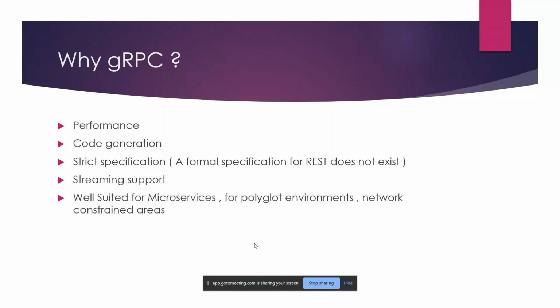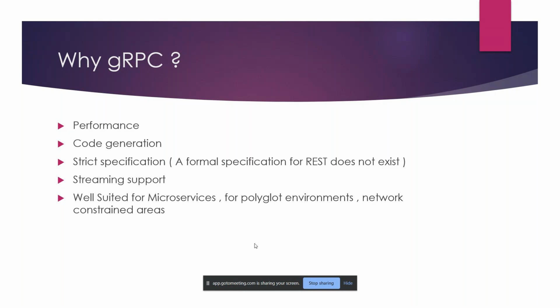Next is the code generation. You have seen it, the code generation part between server and client is so easy. I mean, we don't need to design our API client and use the HTTP client. We don't need to go for that. The code generation is simple. Just use the protobuf file, generate the client, just call the method. Next, there is a strict specification present for the protobuf file, whereas no formal specification for REST exists.